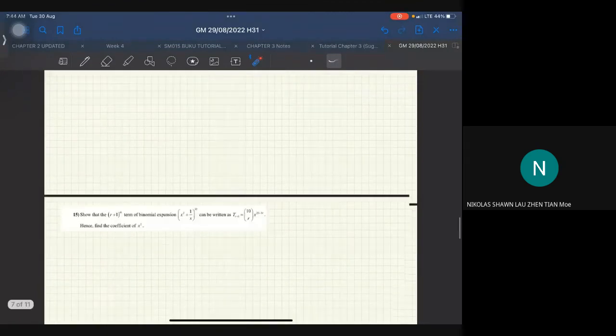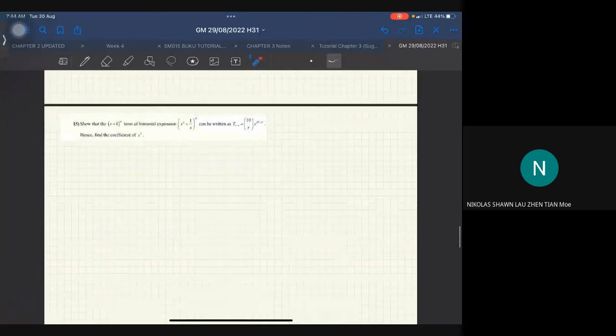And then for number 15, dia lebih kurang juga dengan number 13 yang saya ada tadi. Awak kena express dia dulu dalam bentuk T R plus 1 sampailah dapat macam ni, sebab dia minta awak show. So you need to show it first. Bila dah settle show, barulah kita kena cari coefficient of x square tu apa.